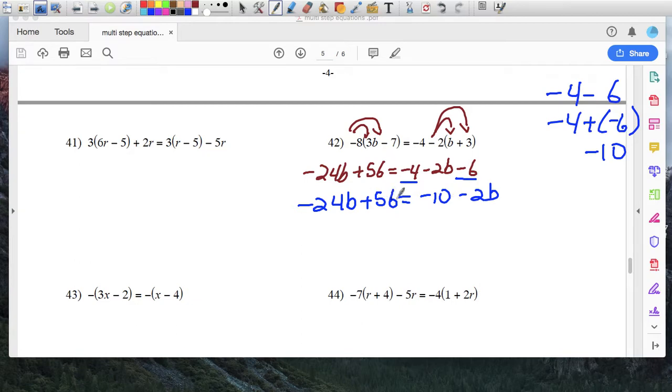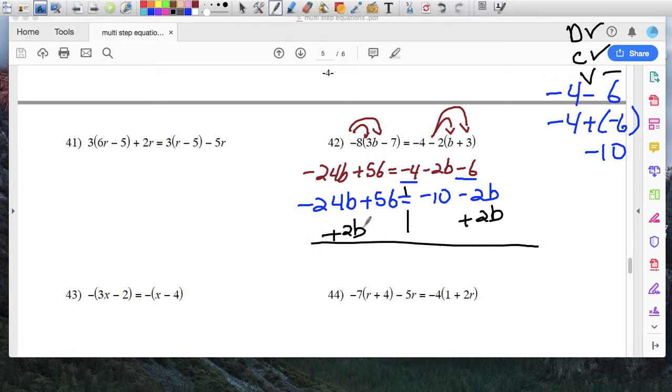Let's get rid of one of the variables. There's a variable. So distributive property check, combine like terms check. Now we're talking about the variable. So I have a 24b here, negative 24b here, and minus 2b. So I'm going to get rid of this by adding 2b. So I'm going to do plus 2b on that side. I'll do plus 2b on this side. These two go bye-bye. Negative 10 comes down. And then negative 24 plus 2b is negative 22b plus 56.